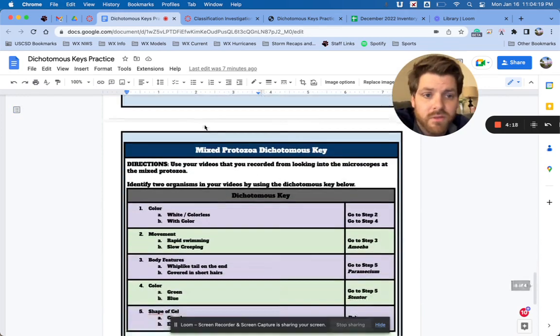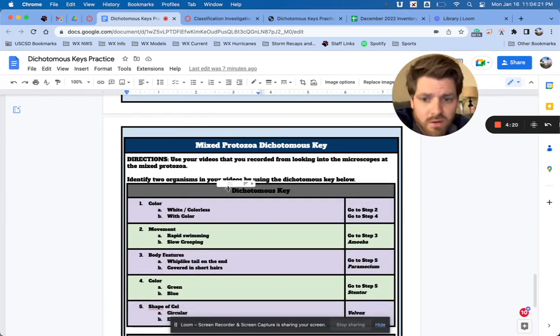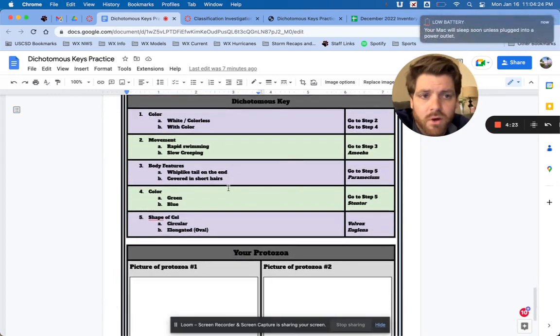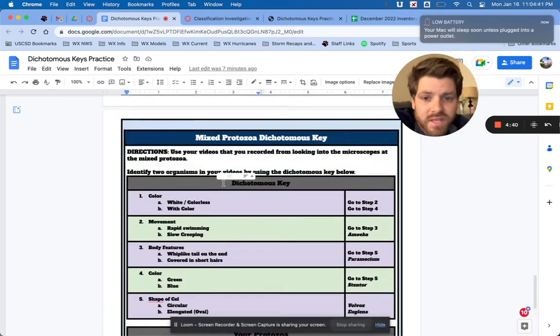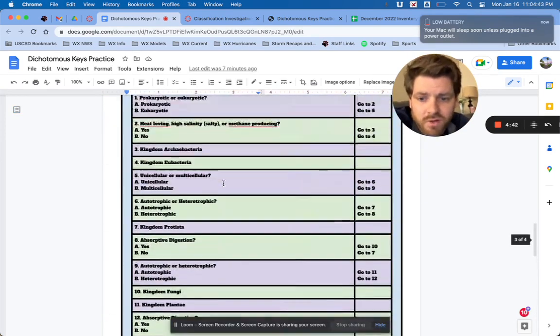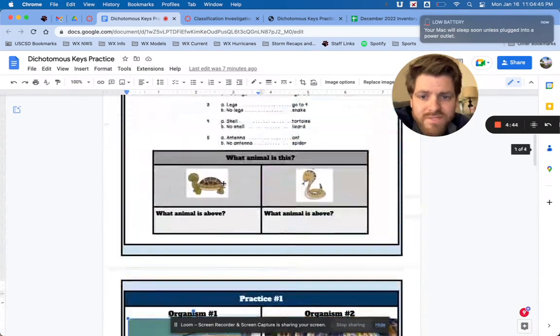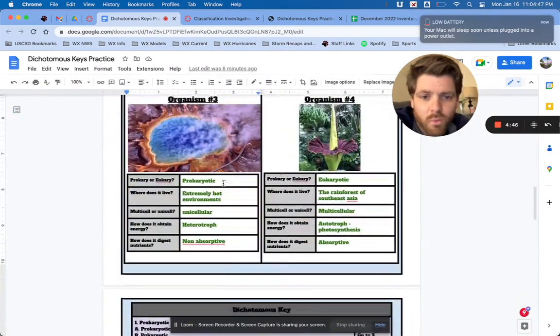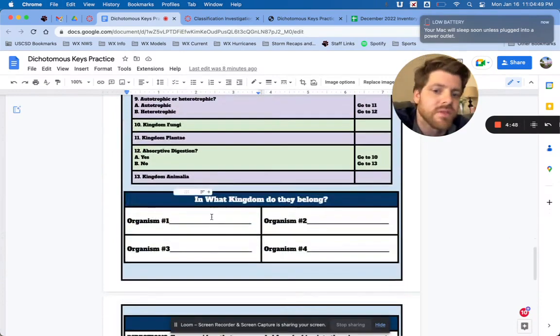Now, some of you may look at this last page. We're not ready for this yet. This is going to be on Wednesday when we do a little bit of investigating into live organisms, which we are going to do a little bit later. I think it's actually Thursday that we're going to do it, but we will do this later. So you do not have to worry about this last page. The only thing you have to make sure that you have done as of right now is identifying these four organisms and the kingdoms that they belong in.